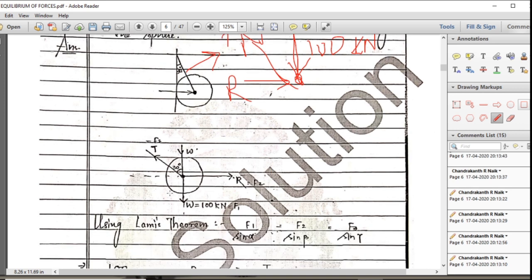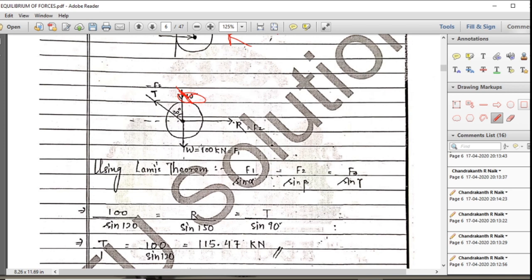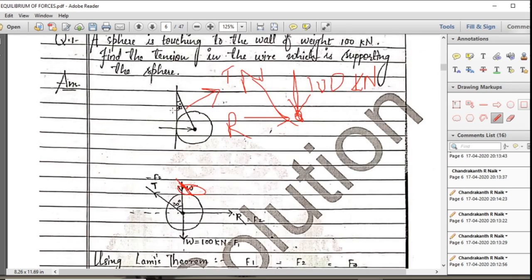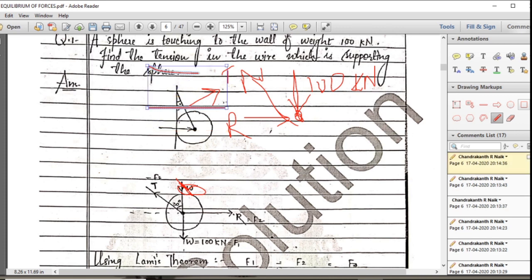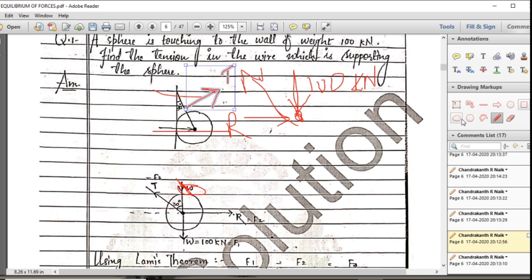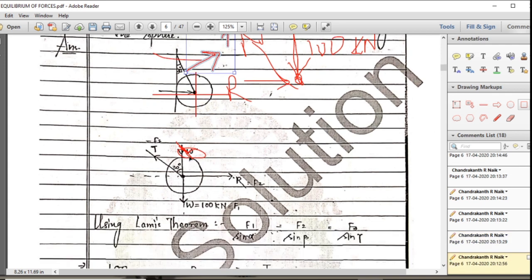Okay, so see here, neglect this. Weight, R, T, this is the free body diagram. So this is 30 degree, right? So this is 30 degree. So by the alternate angles this is also 30 degree. If we take here one line, 30 degree, here also 30 degree due to the property of alternate angles.